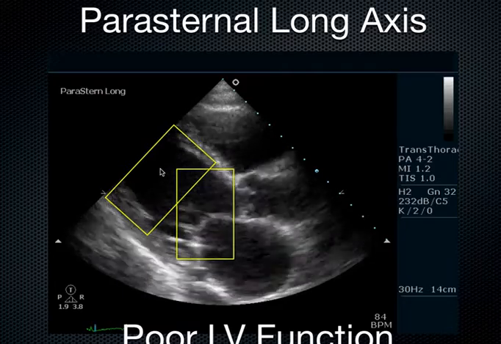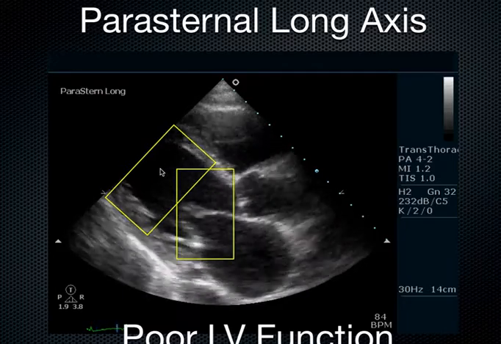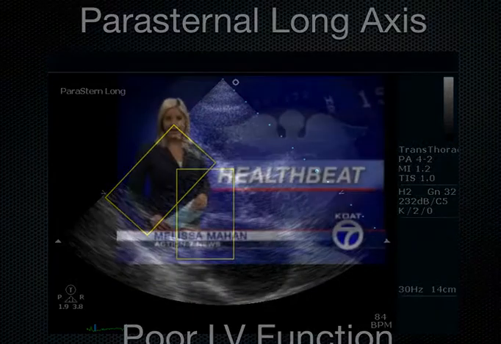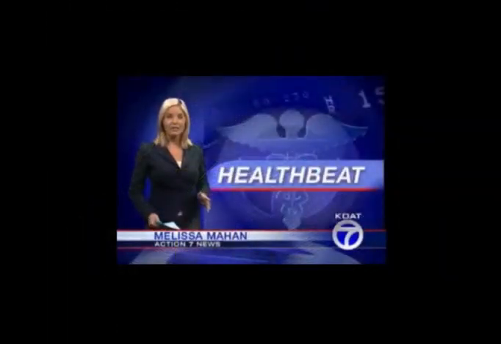So this patient has poor left ventricular function. So we use this every single day in the emergency department and up in the ICU. Screening athletes for heart problems.